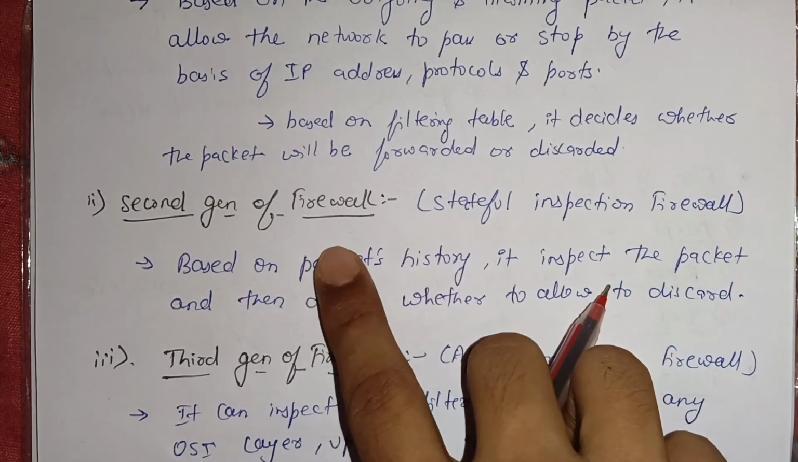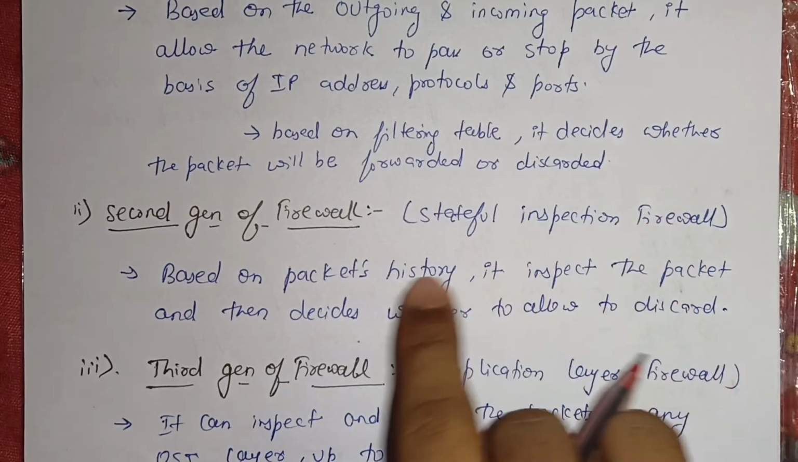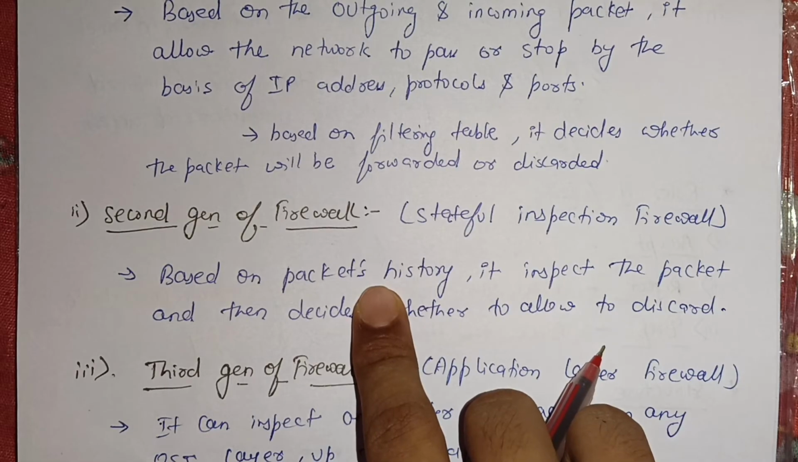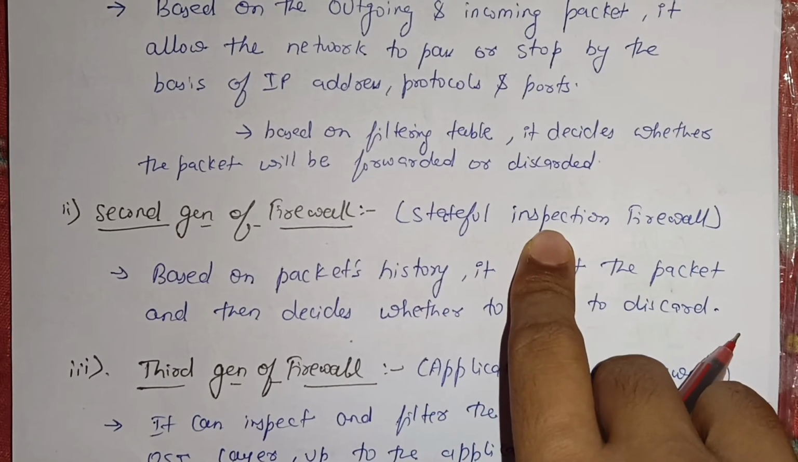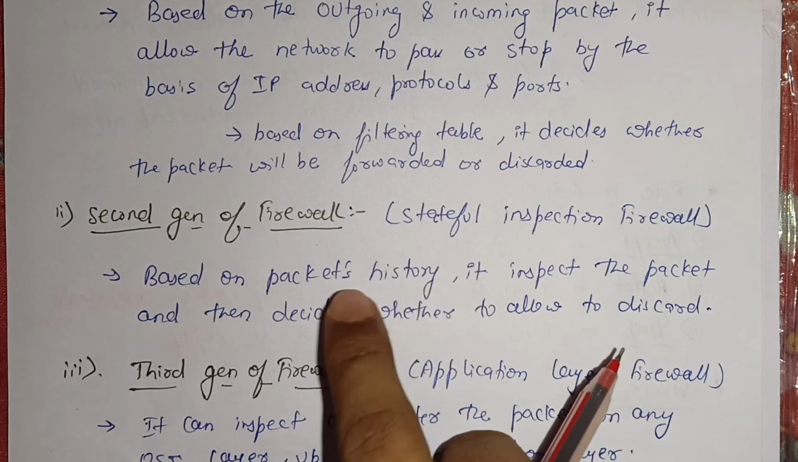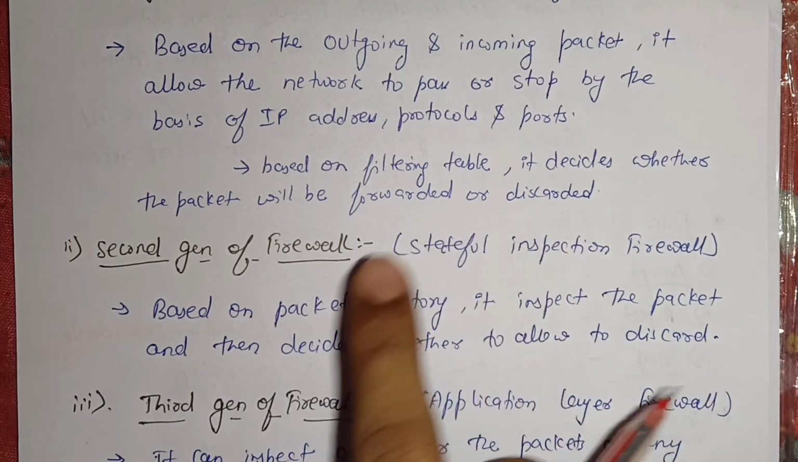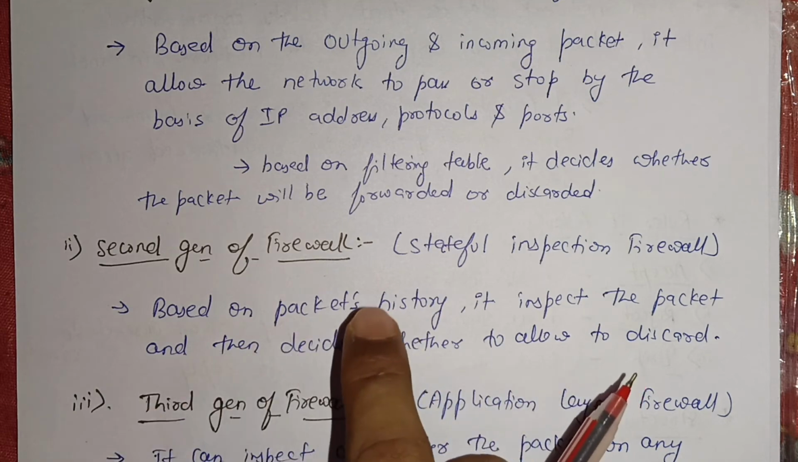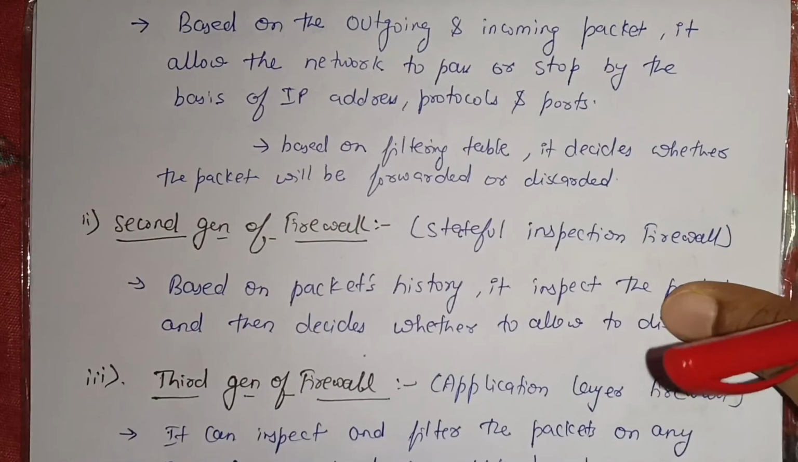Second one is the second generation of firewall. It is basically called stateful inspection firewalls. Based on the packet history, meaning whether that packet has already passed in the history or not, it first inspects whether the packet is okay or not. If the packet is okay, then it is forwarded. If it is not okay, then it is discarded. So the main purpose is inspection based on the previous or historical packets. It checks the access, and then decides whether to give the access or to deny the access.